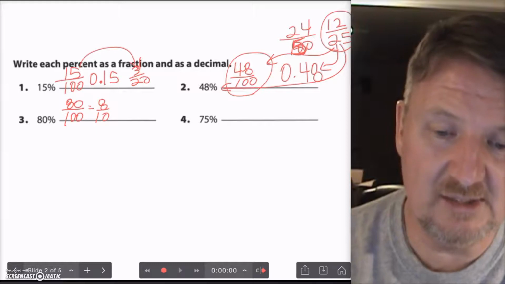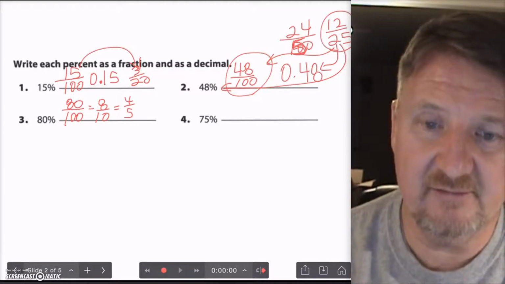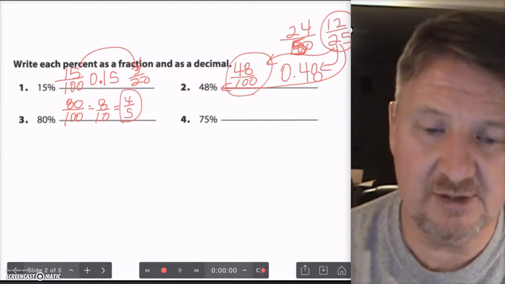Okay, so 8/10. But I can still divide this by 2. So 8 divided by 2 is 4, and then 10 divided by 2 is 5. So I have 4/5 as my simplified fraction.